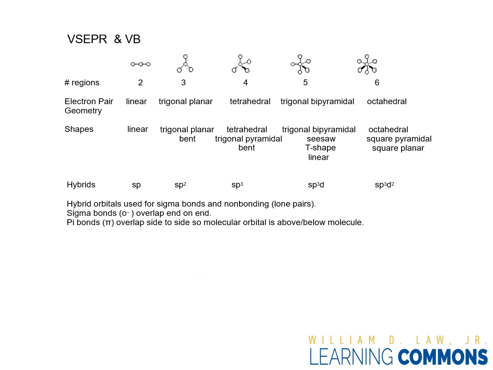And keep it very simple: linear, 2 bonds is sp, 3 bonds sp2, 4 bonds sp3, 5 bonds sp3d, 6 bonds sp3d2, and for this hybridization and the electrons between the orbitals.